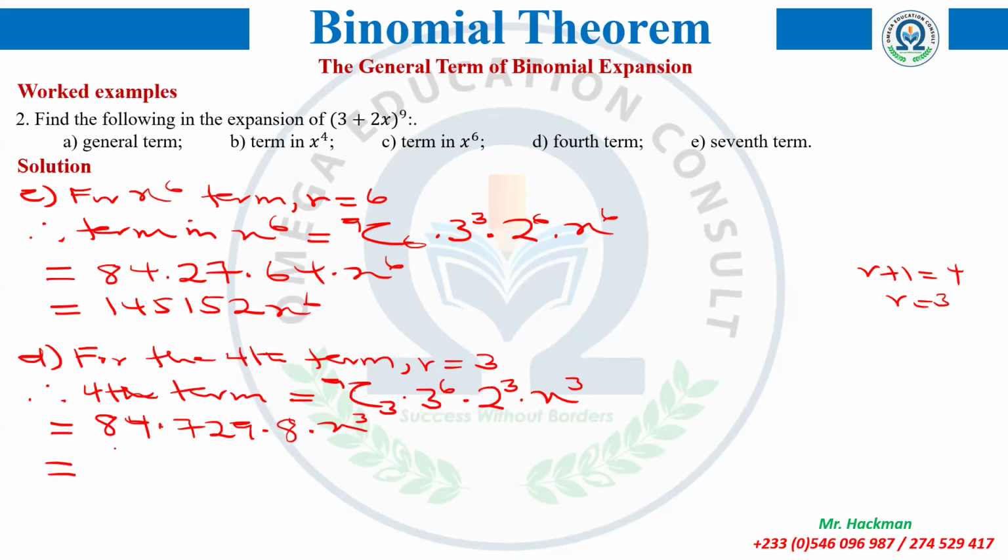A huge number, but we can still write it. 489,888, just like the previous one. 9, 8, 8, 8. Triple eight. Okay, then x what? x cube. Okay, so let me put the fourth term.